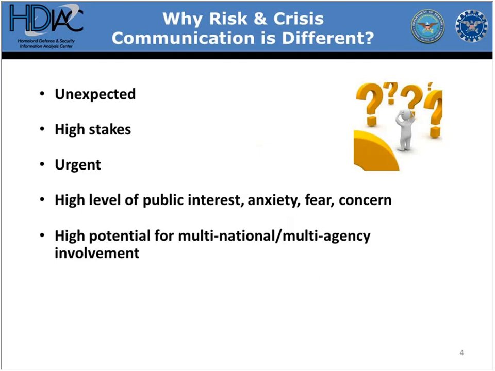Typically, there's a high level of public interest. There's a high level of anxiety, fear, and or concern about me. Remember, if we go back to our first slide, the me component that the public is looking at. And then there's a high potential for multinational or multi-agency involvement, as we have seen with a natural disaster or a man-made disaster, such as the shootings that have taken place over the last couple of months here in the United States. All of those have multi-agency involvement, everywhere from the local police all the way up to White House interest, Department of Defense, Department of State.